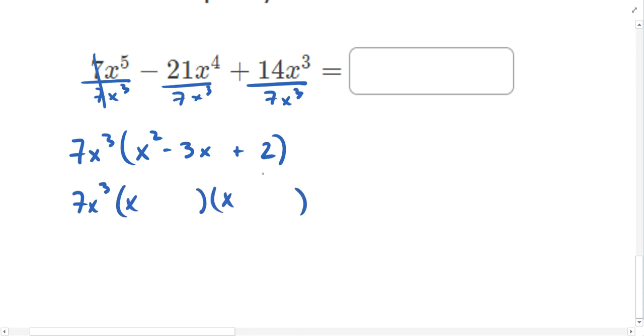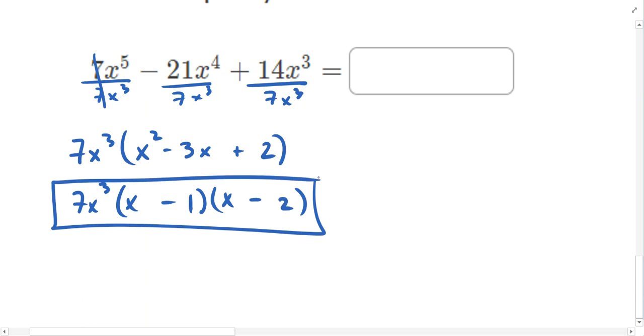x times x gives me x squared. 2 times 1 gives me 2. But negative 2 times negative 1 also gives me a positive 2. Negative 2 minus 1 gives me a negative 3. So as a factored standard trinomial, I think this would be a good solution. With the greatest common factor in front, I think this solution now represents the completely factored form of our original problem. And this solution was accepted by the website as well.